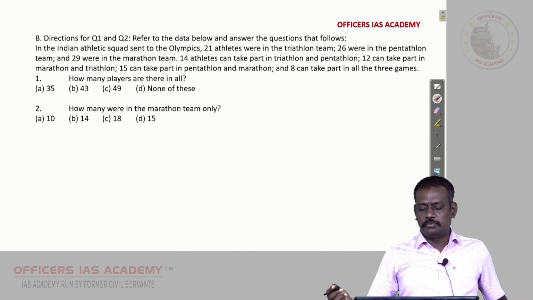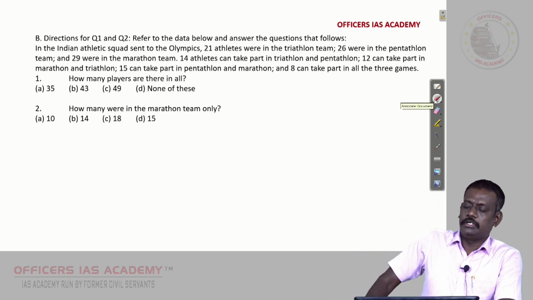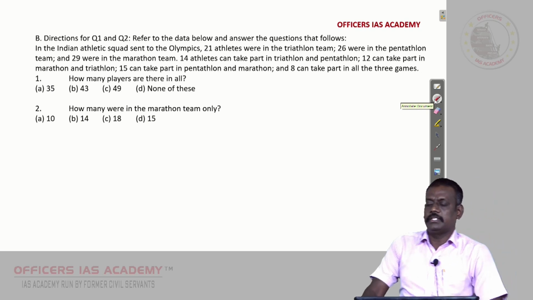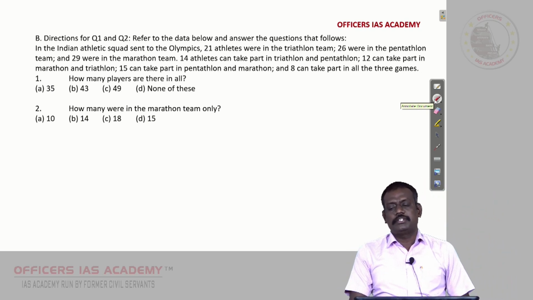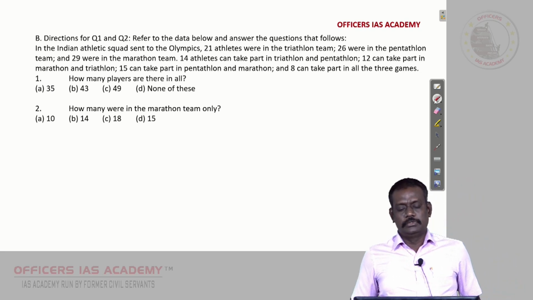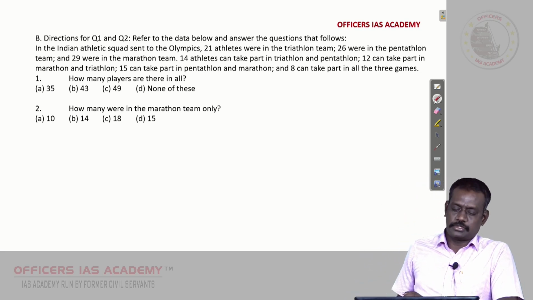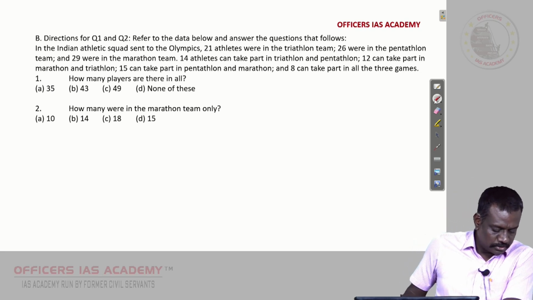Please solve this problem. It is given, in the Indian athletics squad sent to the Olympics, 21 athletes were in the triathlon team, 26 were in the pentathlon team, and 29 were in the marathon team. So they have talked about three games, three different teams.